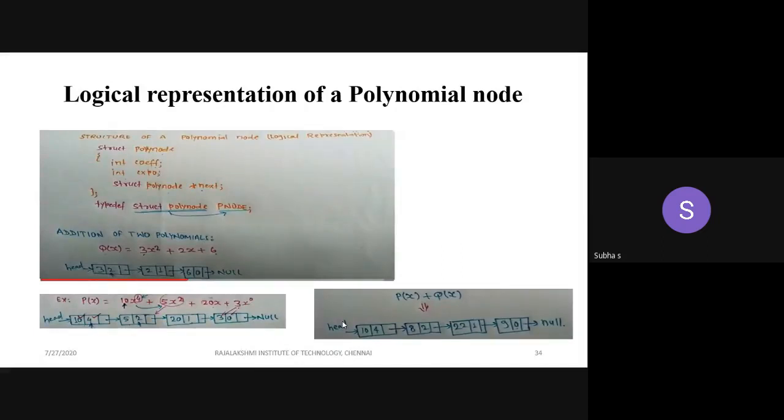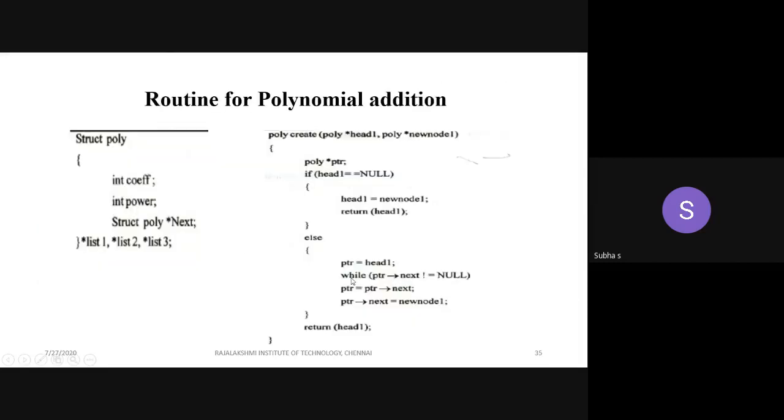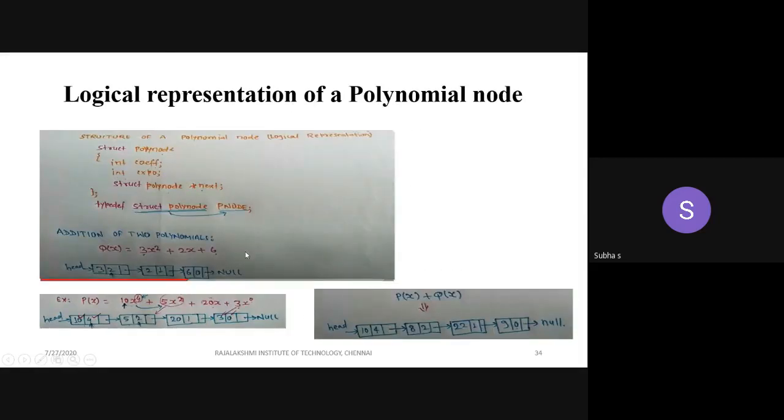If the exponent of polynomial 1 is greater than polynomial 2, you have to make that node the first node in the resultant polynomial. If the exponent of polynomial 1 is less than that of the second one, what you have to do? You have to write the second polynomial node as the first node. Yes? I'll make you more clear.